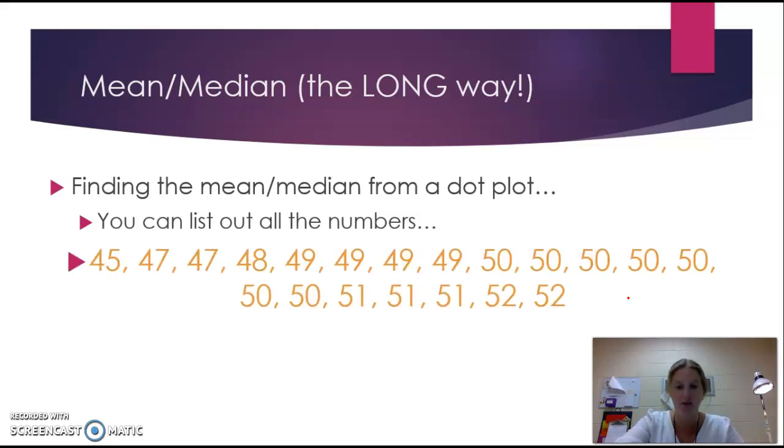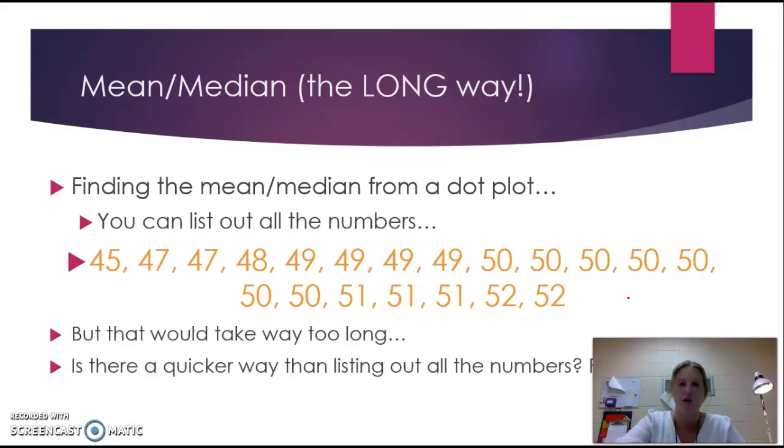So if I listed out all the numbers from the dot plot, there's the list. You can see there's one dot at 45, but there's two dots at 47, so you need to account for two 47s in your list. And you can see where the mode is 50, there's 7 50s in my list, and that's very repetitive and it's very long. We're gonna try to avoid listing it out from a dot plot and then finding it, okay? That would take way too long.